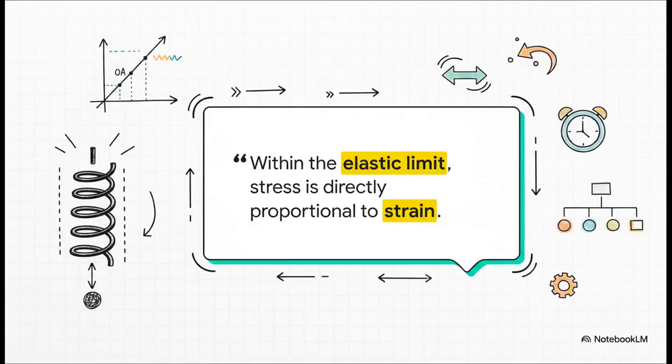And that first part, that predictable straight line, it's all governed by one famous rule, Hooke's law. It's as simple as it sounds. Within the elastic limit, stress is directly proportional to strain. A huge number of NEET numerical problems are designed to test you on just this simple linear relationship.